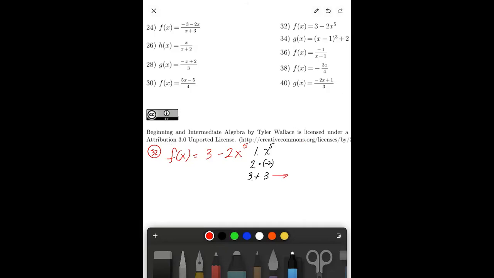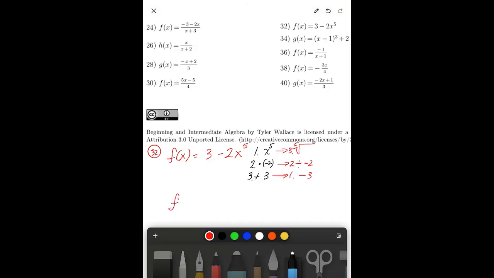So the inverse of adding 3 is subtracting 3. The inverse of multiplying by a -2 is dividing by a -2. The inverse of raising something to the 5th power is taking the 5th root of that. And we're going to do this first, we're going to do this second, and we're going to do this third.